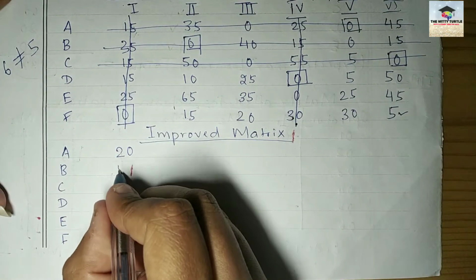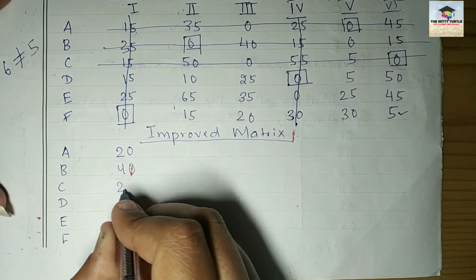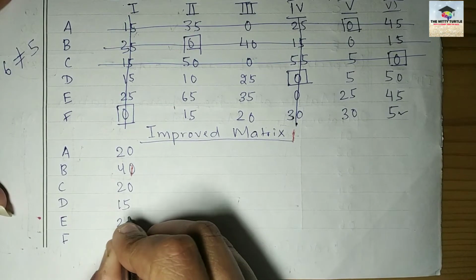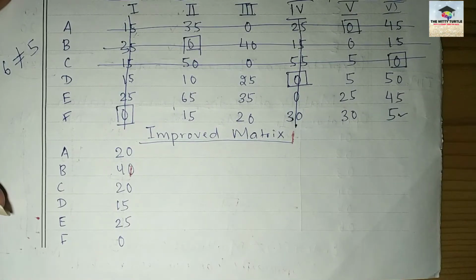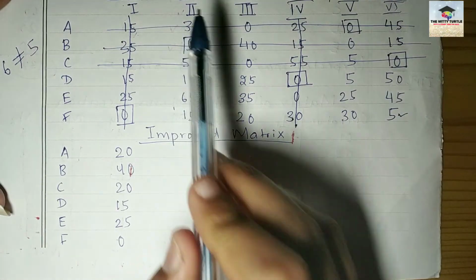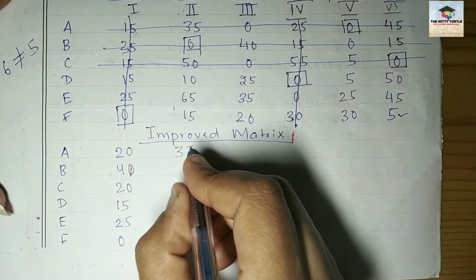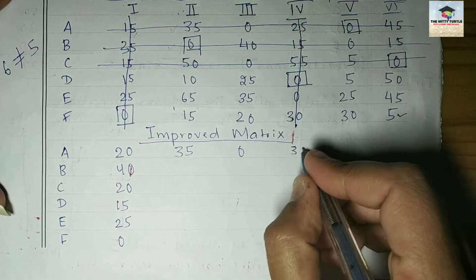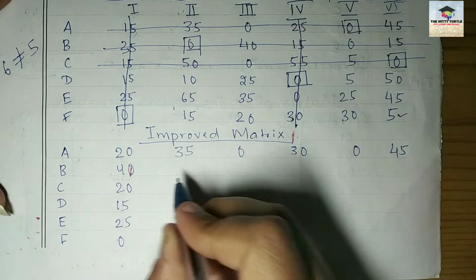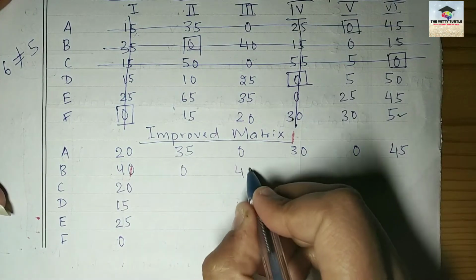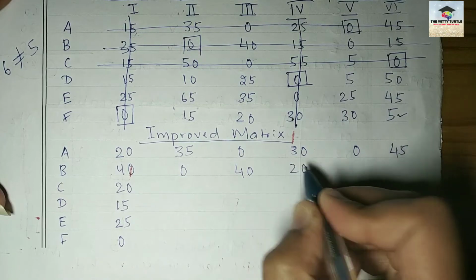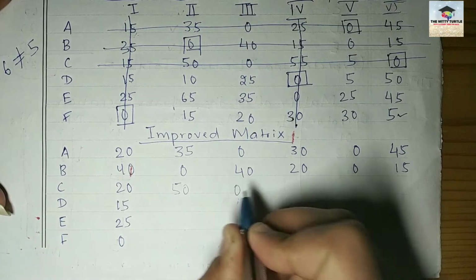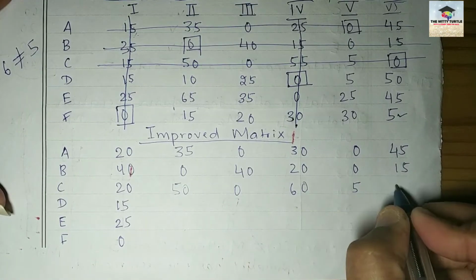Next, 35 also has an intersection, so it will be 40, then again 20, then this will be 15 only, okay? 15, 25 and 0. I hope this is clear to you. Again here no plus sign is forming, so this will be 35, this will be 0, here you can see a plus, so this will be 30, 0, 45. This will also be 0, then 40, then 20, and then 0, then 15. Then again 50, 0, 60, 5 and 0.